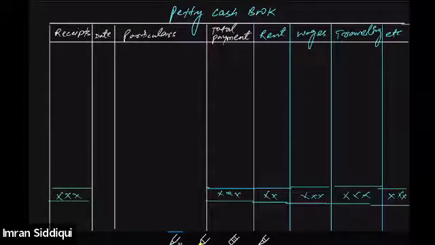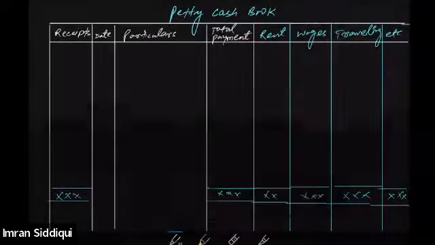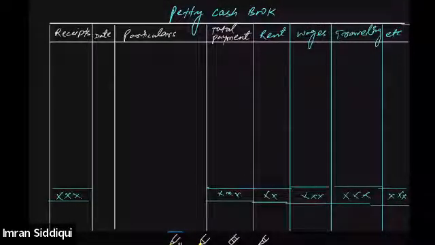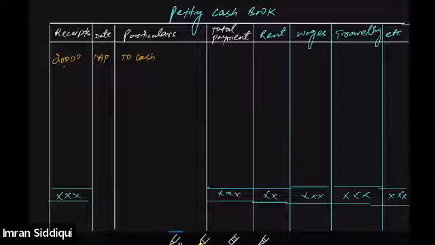Any amount received from the head cashier will be recorded on the receipt side. For example, if the head cashier has given us 20,000 on a particular date, let's suppose on 1st of April, then such amount will be recorded here, and obviously it will be recorded like this, to cash account.